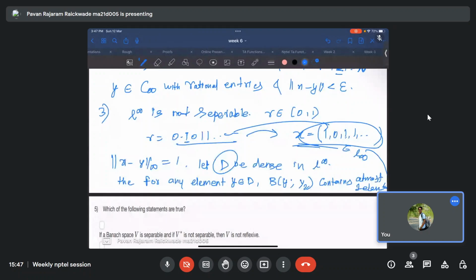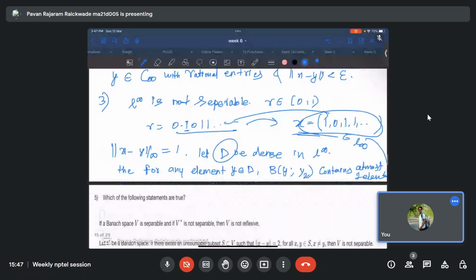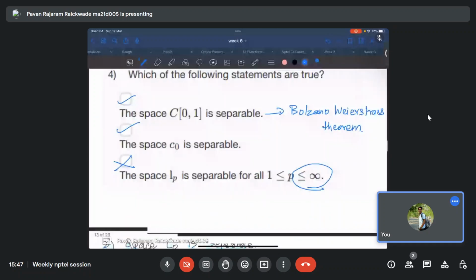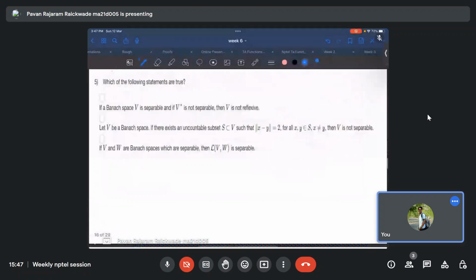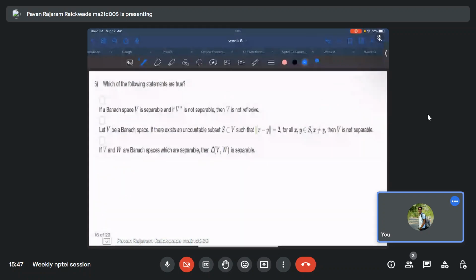So this is the overview idea. You try to fill in the gaps. Is it clear? Any doubt in that previous one?